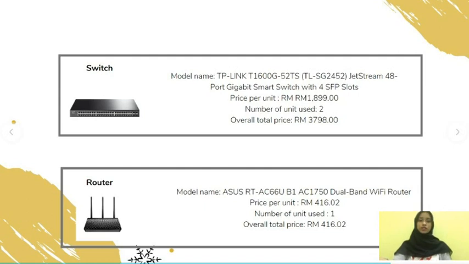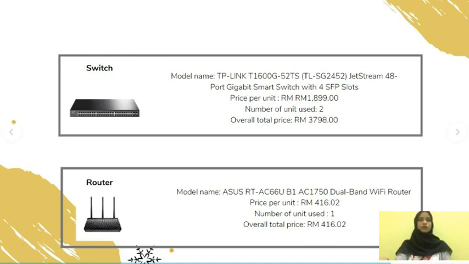So let's move on to switch. The model for switch that we use is TP-Link T1600G 52TS TLSD2452 Jetstream 48 port gigabit smart switch with 4 SFP slots. The price per unit for this switch is 1,899 ringgit. We are using 2 switches for this project, and the overall total price for this switch is 3,798 ringgit.